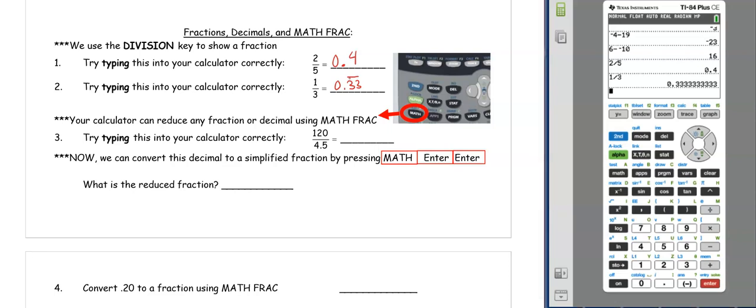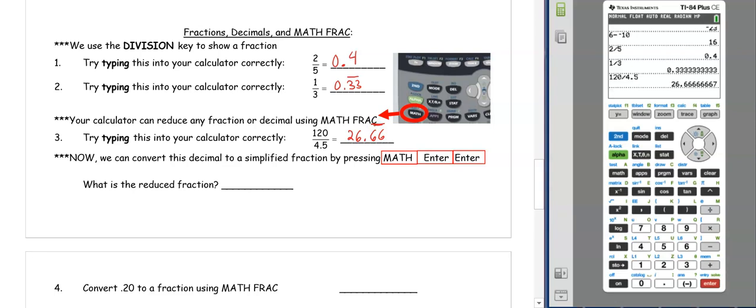In number 3, we want to type 120 divided by 4.5. And that's going to get us 26.6. And we see the 6, 7, but we know it's repeating. So we're going to say it's 26.66 with the bar to show it's repeating.